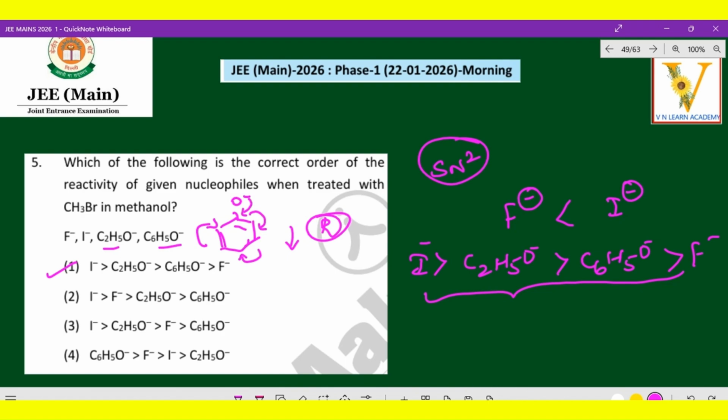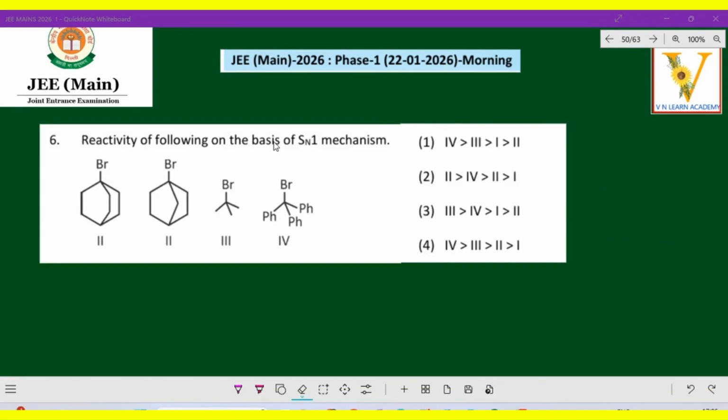Come on, let's go to the next question. Reactivity of the following on the basis of the SN1 mechanism. When we talk about the SN1 mechanism, the order is tertiary, secondary, primary, and methyl. So this is the way we can bring it out. So mesomeric effect of 3 phenyl groups, let it be number 1.